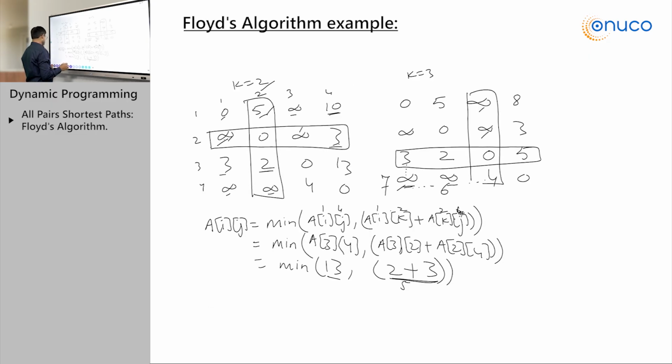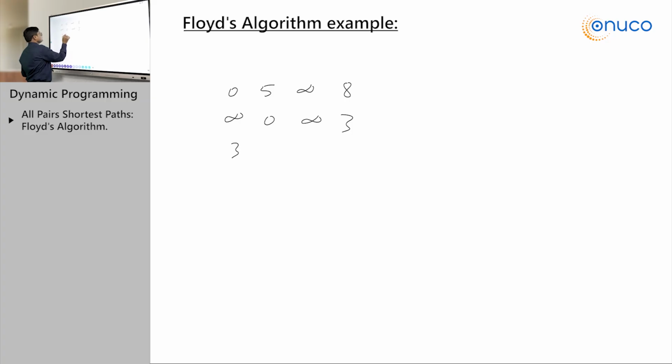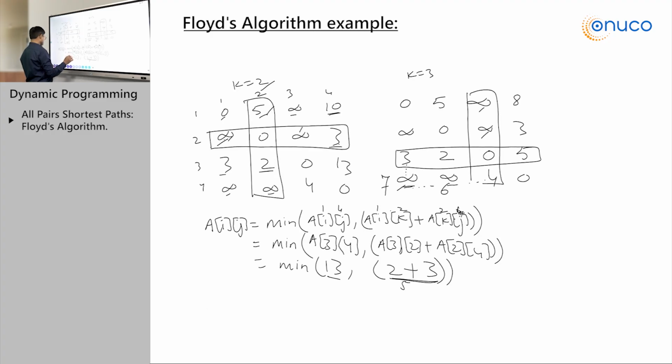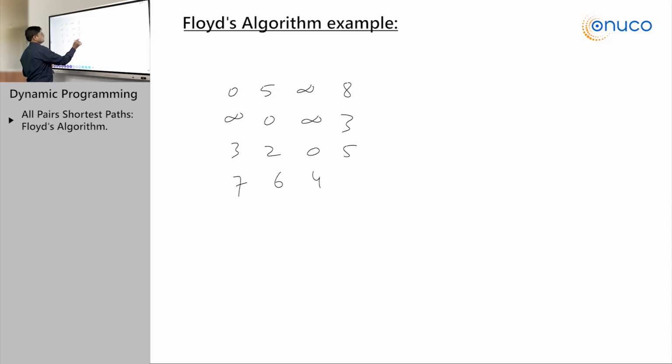3, 2, 0, 5. 7, 6, 4, 0. So we are done with k is equal to 3. Now we are going to perform k is equal to 4, the last iteration, with the 4th row and 4th column.